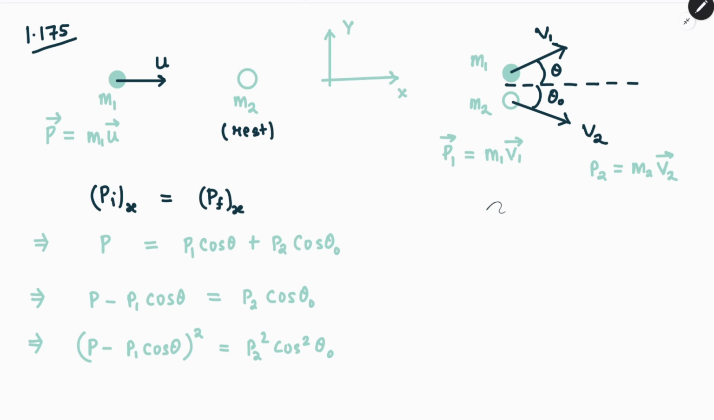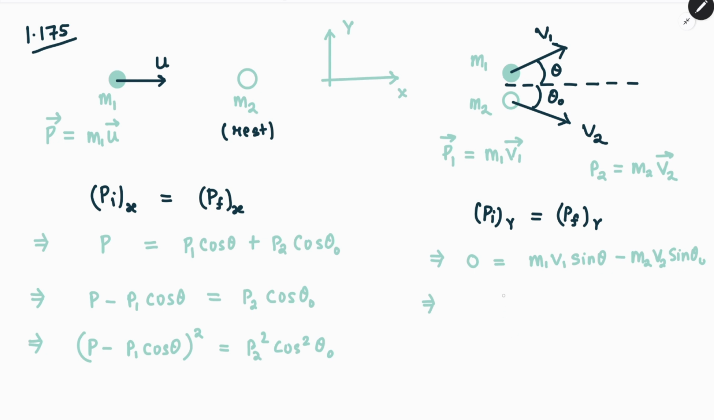Now similarly, if we think in terms of initial momentum in the y direction and equate it with the final momentum in the y direction, then we can say that initially there is no momentum in the y direction, that is the initial momentum in the y direction is absent or zero. And then if we write the momentum in the y direction, it is plus m1 v1 sine theta, and then minus m2 v2 sine theta naught.